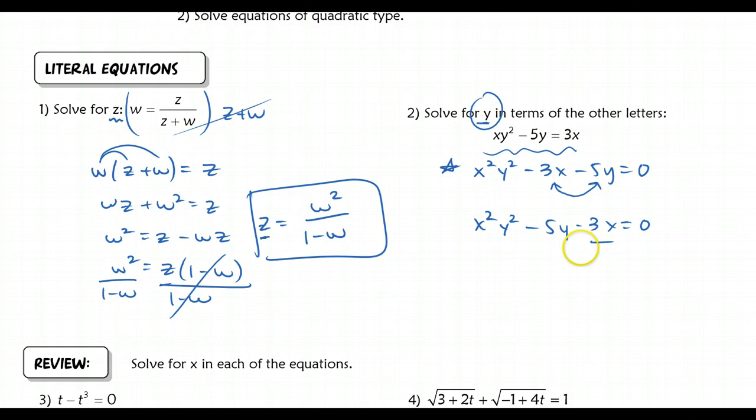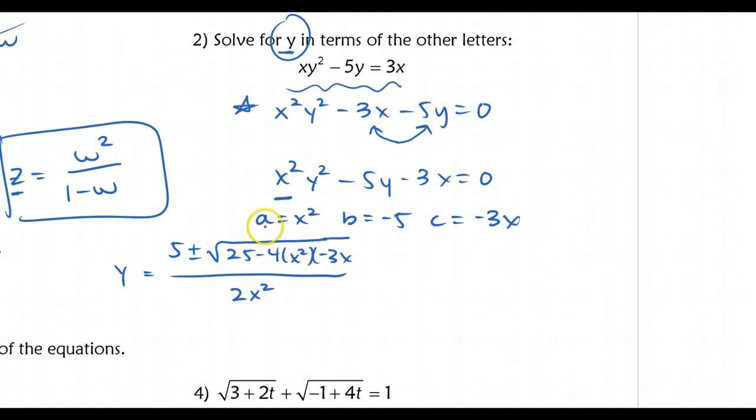So let's go ahead and solve for y. The easiest way to do this, since I'm not even going to try to factor this, is just to put it right into the quadratic formula. So I'm going to do that and let a equal x squared, b equal negative 5, and c equal negative 3x. Okay, so you guys can go ahead and put that into the quadratic formula. I'm going to do that real quick and pause the video so that you can see my work.